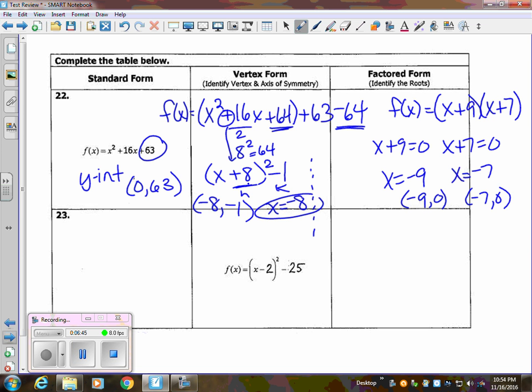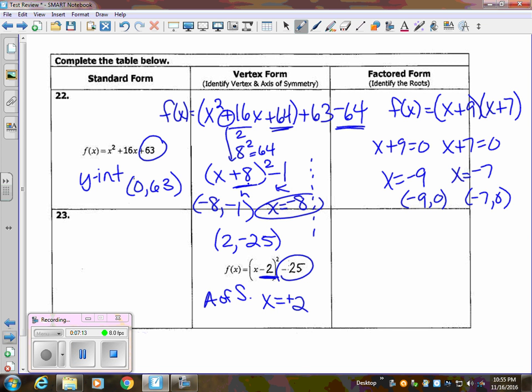So 23 gave it to you in vertex form. So it would be good to get it into standard form first, but let's go ahead and identify the vertex, opposite of h, comma k. So that would be 2, negative 25. The axis of symmetry, again, is that opposite of h. So that would be x equals negative 2.